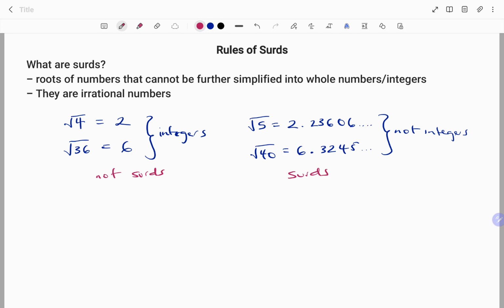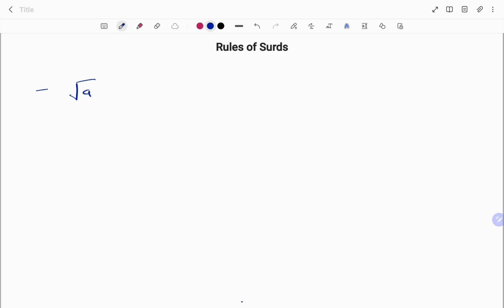The first rule I'll be showing you is if I have the nth root of a number, let's say a variable a, multiplied by the nth root of another variable b, because they have exactly the same root, I can group them under the same root to be a times b with the same root n. Let me give you an example.